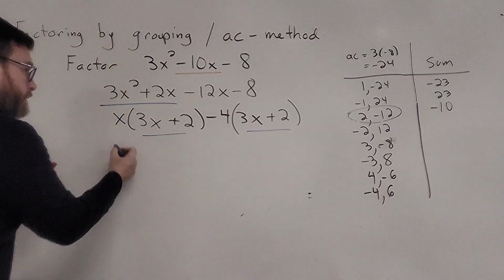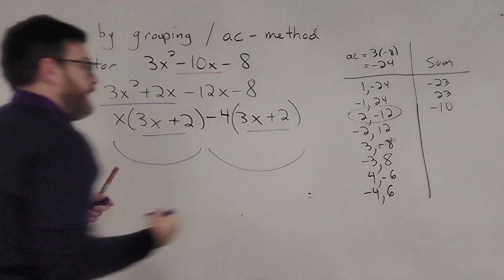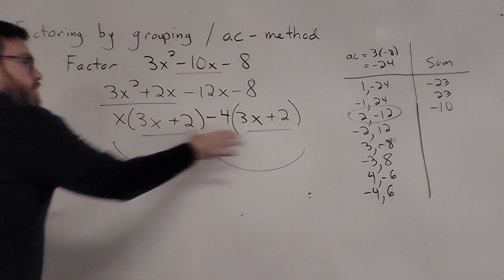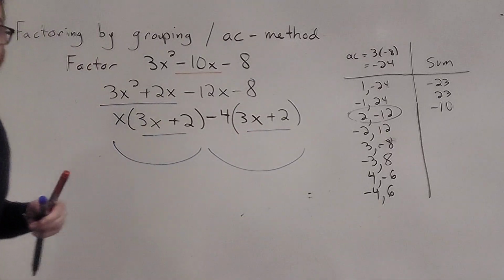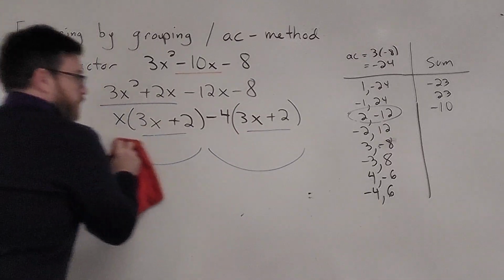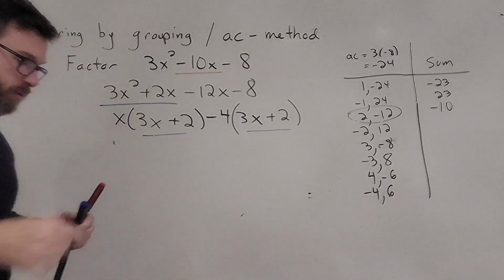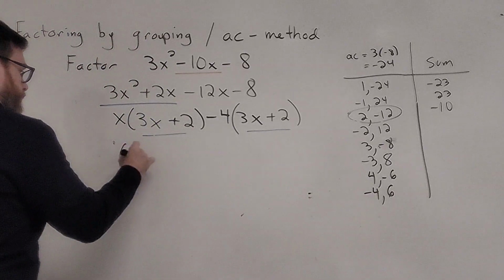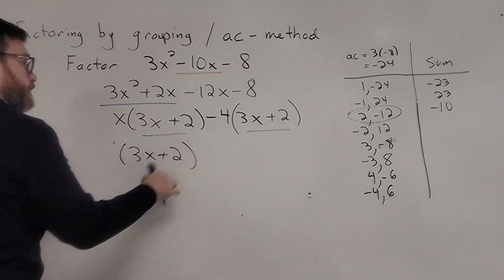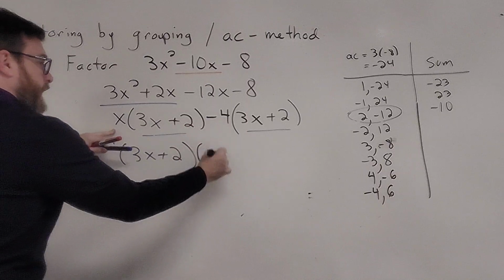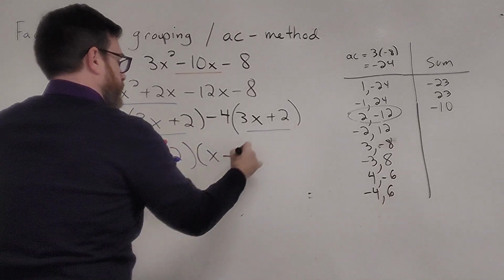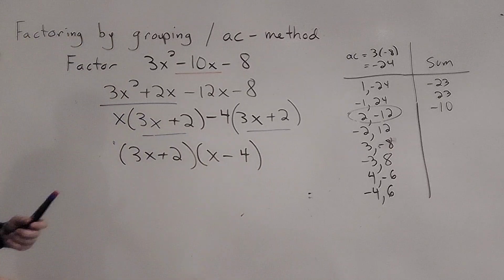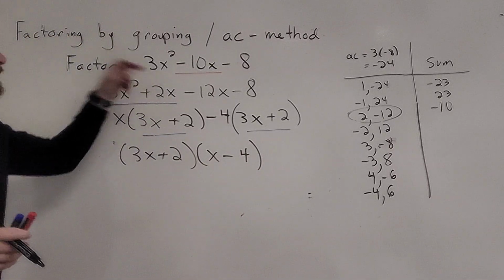So again, really, this is a factor and this is a factor, and these two factors share that 3x plus 2. So what I'm going to do is factor out that 3x plus 2 from both of those factors. This factor will yield an x, and this factor will yield a negative 4. And that's how we're going to factor this.